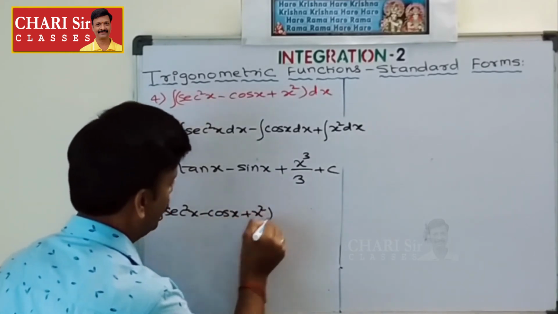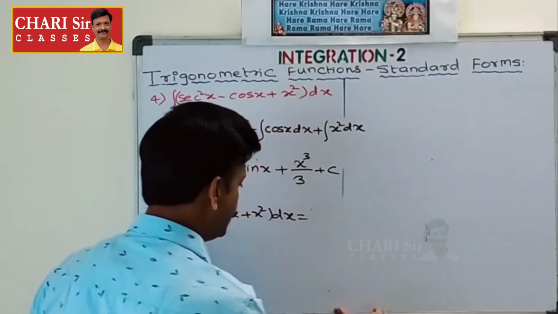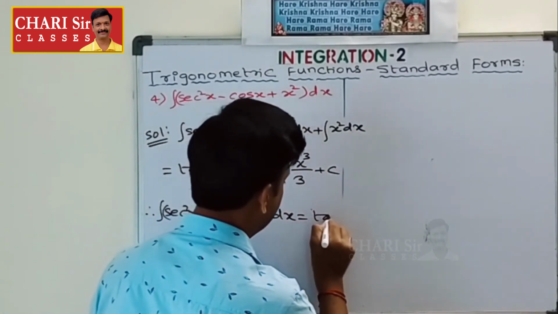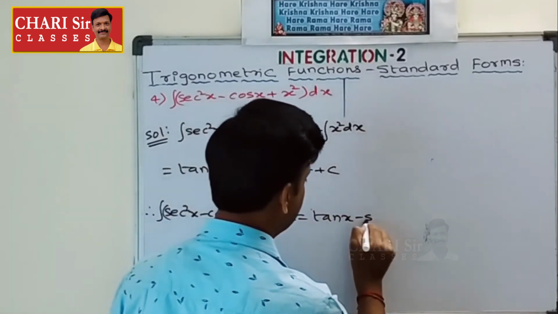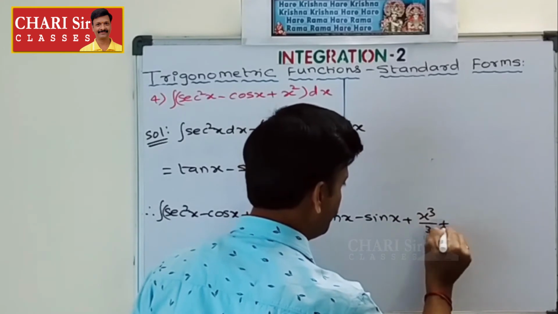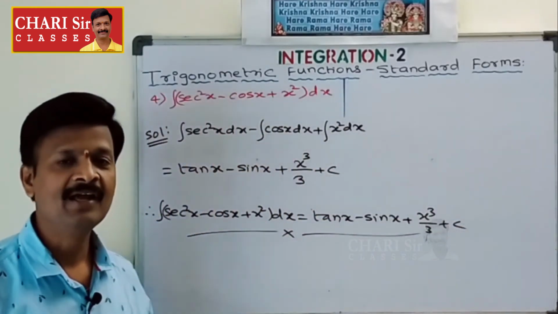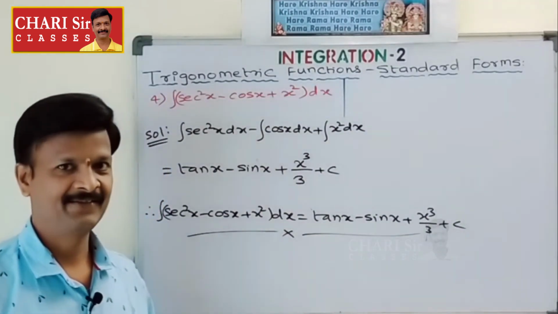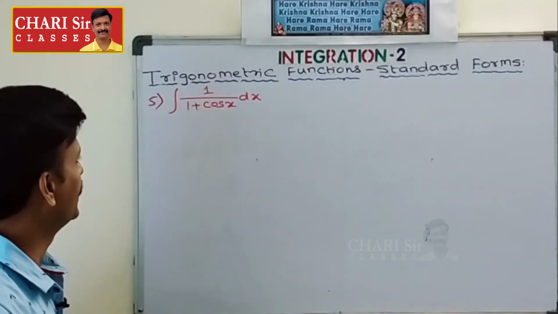plus x square, the whole dx, which is equal to tan x minus sin x plus x cube by 3 plus c. This is the solution, and this is given as a VSAQ question, meaning it is for 2 marks. Question number 5, one of the important questions it is.